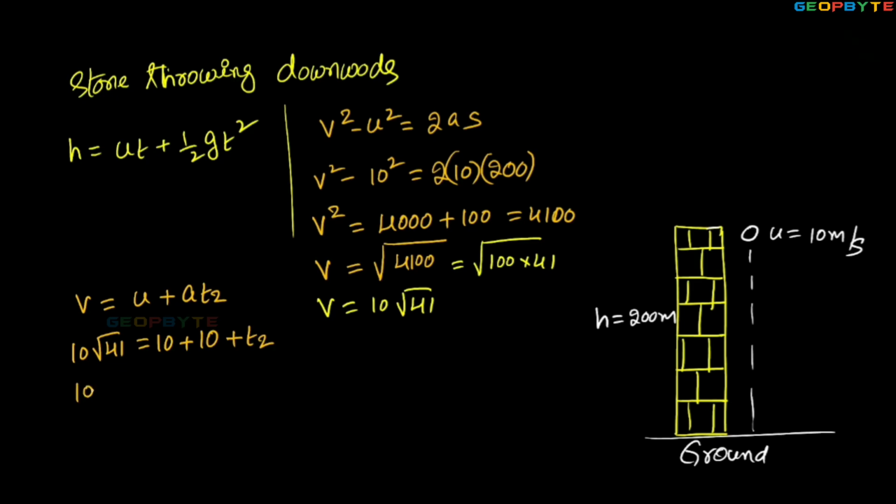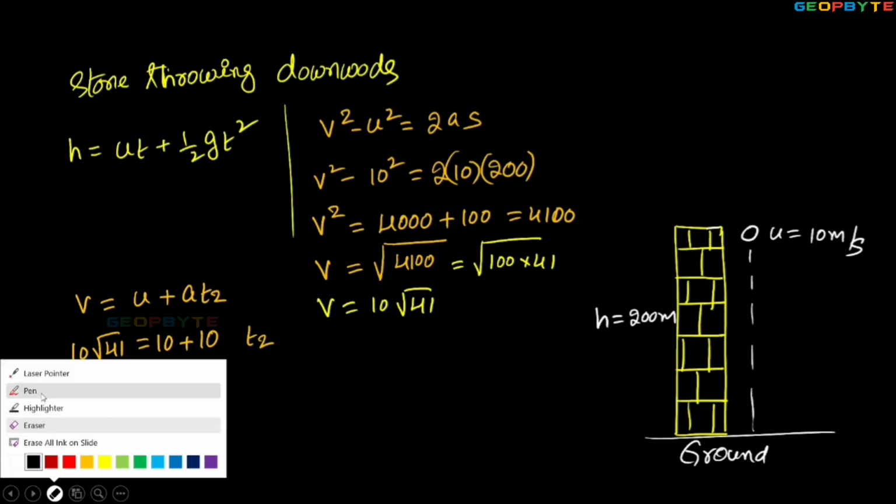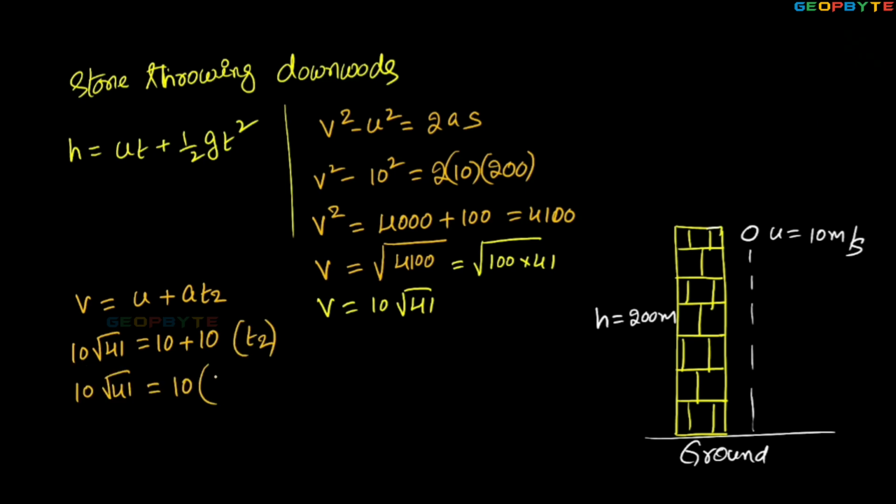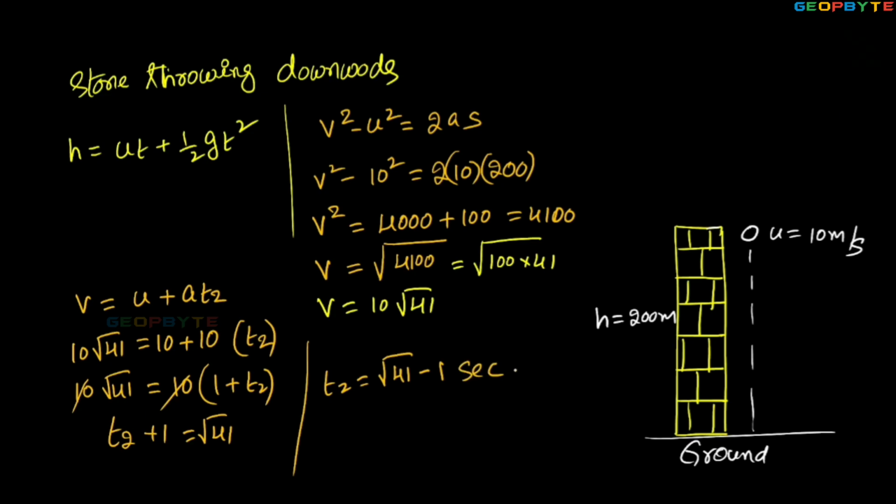Then this 10 root 41 is equal to 10 into, u is 1, plus t2. Should be very careful. 10 I am writing outside, 1 plus t2. Yes. So this 10 can cancel. Then, listen carefully, t2 plus 1 equal to root 41. Therefore, t2 equal to root 41 minus 1 second.